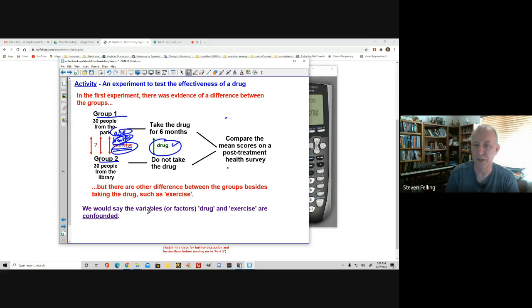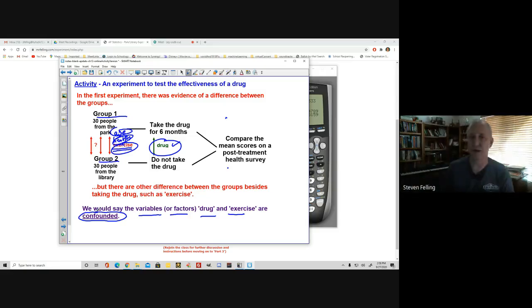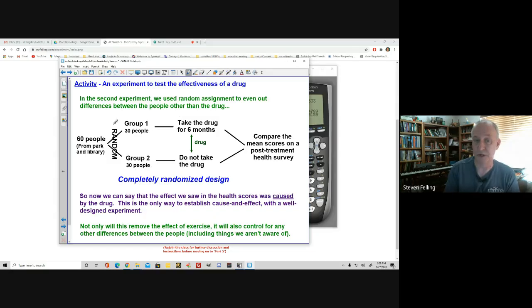Okay, so we would say that these variables or factors like drug and exercise or age or health are all what we call confounded. We can't separate their effects out on the response variable. So in the second experiment, we did a random assignment, and that meant that the only thing that was really different between the groups was the drug. And the reason for that is because all those other factors, if we have some things that matter, some people randomly are going to be put in group 1 and some in group 2. And so when we look at the differences between the groups, those differences will be subtracted out.